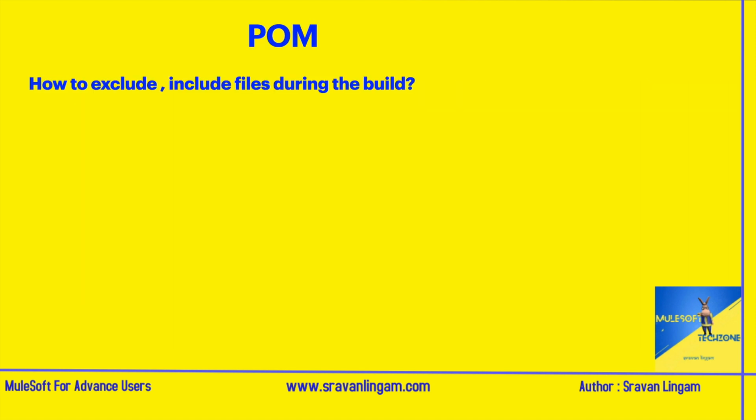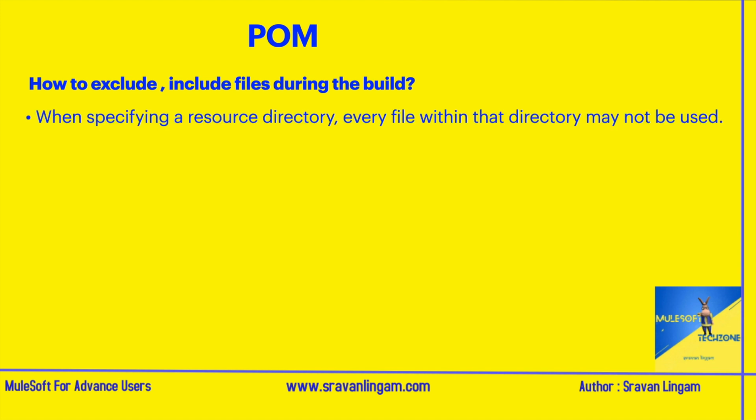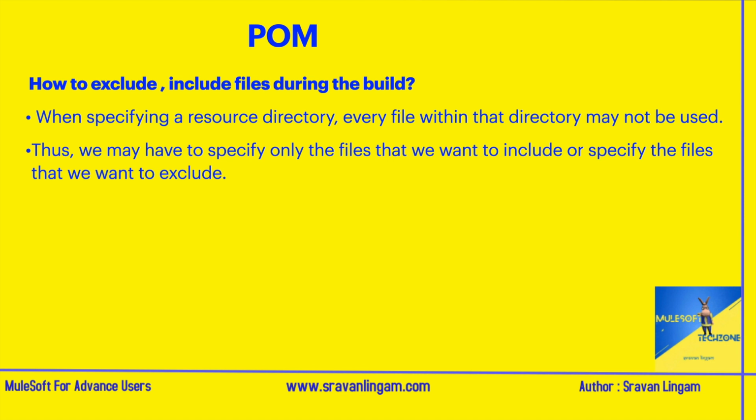Coming back, there are scenarios where you might need to exclude or include files during the build. That means you have a project where you have some files which are not necessary to include during the build, or you want to include only certain files during the build. How to do that? When specifying a resource directory, every file within that directory may not be used, correct? The directory means the project structure, right? So we may have to specify only the files that we want to include or exclude.